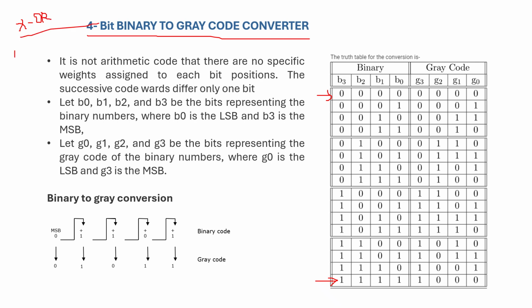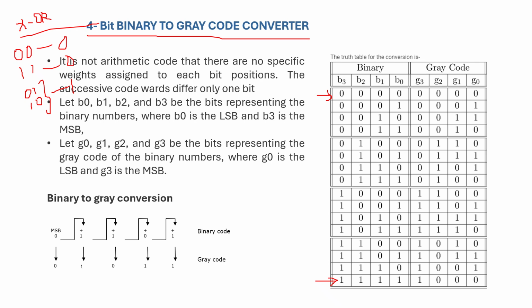When both inputs are 0 0, the output is 0. When both inputs are 1 1, the output is 0. Then the other two cases, 0 1 and 1 0, the output will be 1. So this is the XOR gate truth table. With respect to this XOR gate truth table, we can convert from binary form to gray code form. For an example, here the number is given.